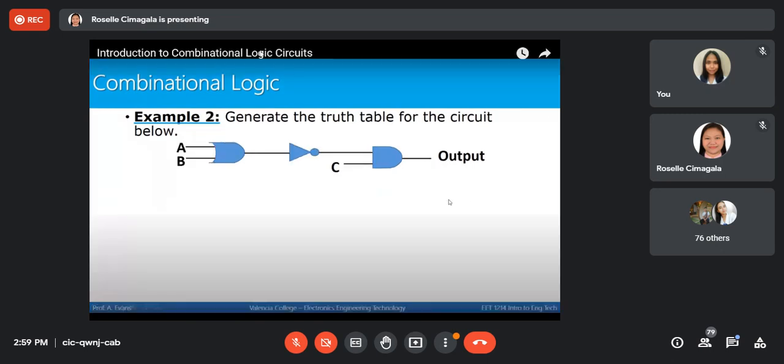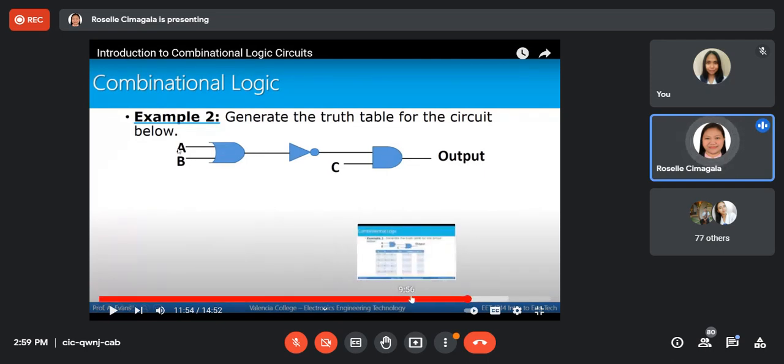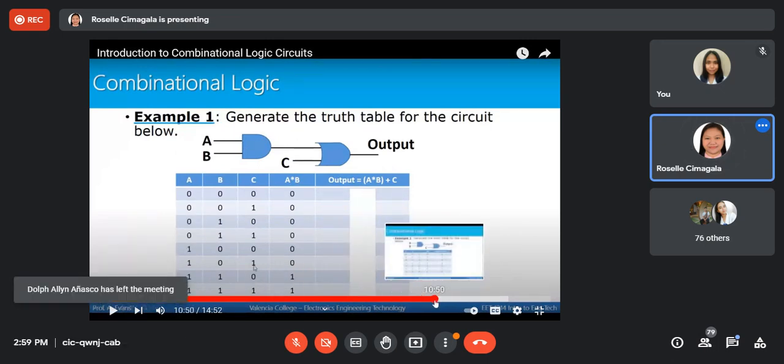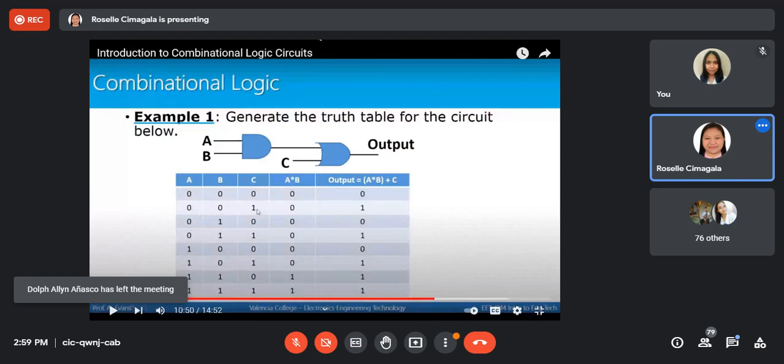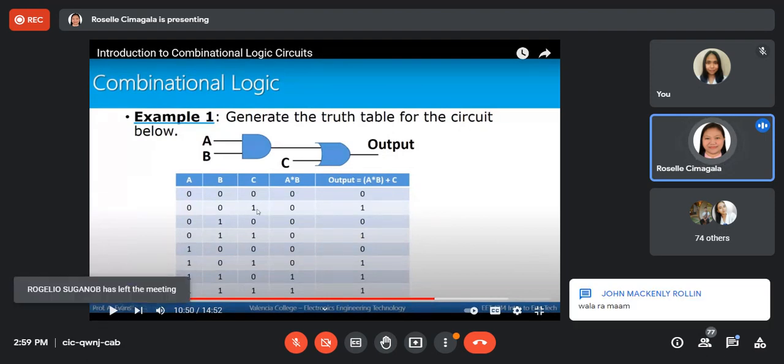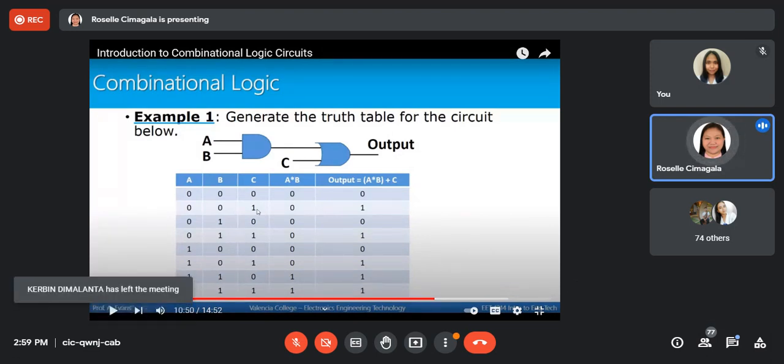Here's another example. Now we have it. Okay, is example 1 clear, guys? Is there any question for example 1? Question? Any question about the output? Okay? Yes, Rolien, none, ma'am.